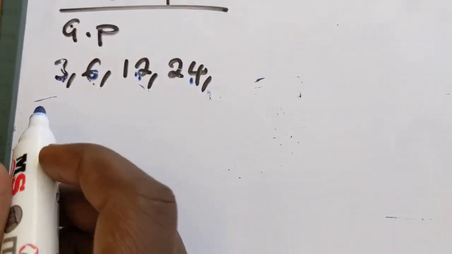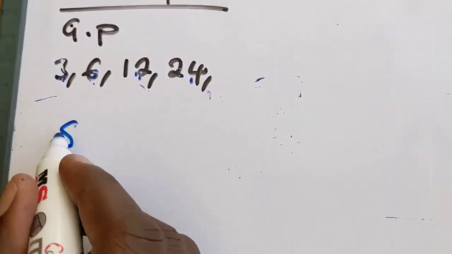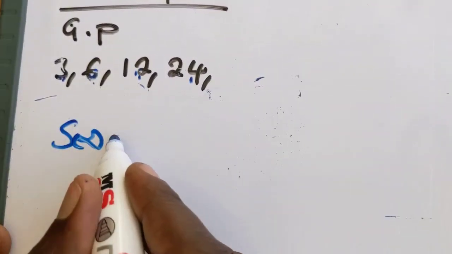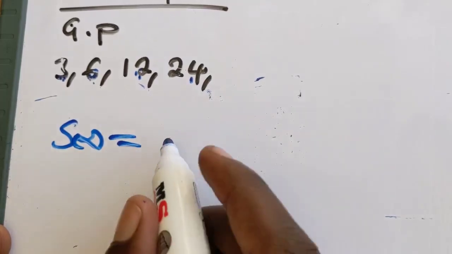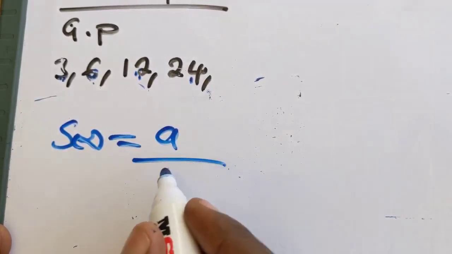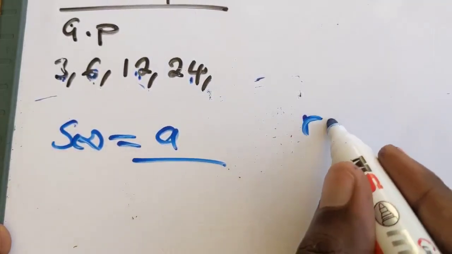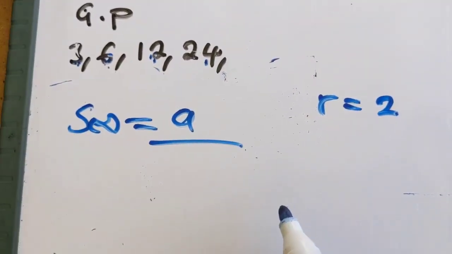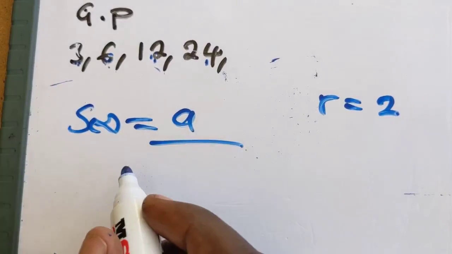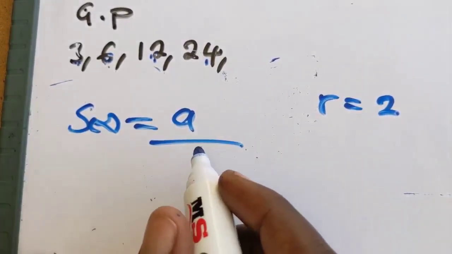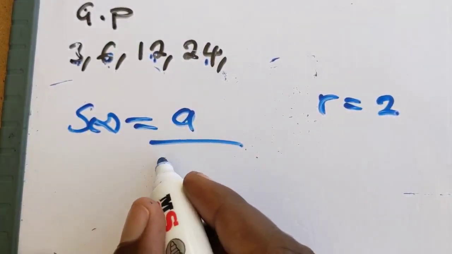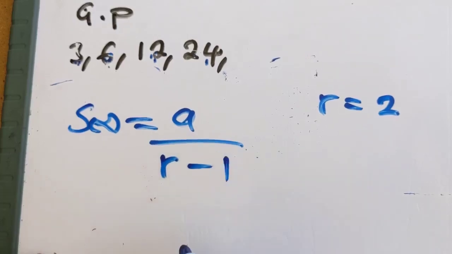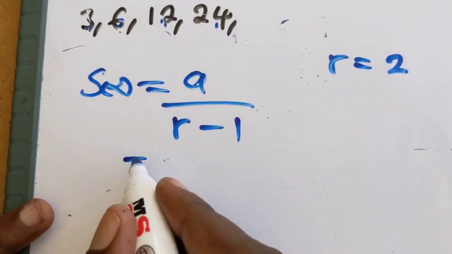So if you are asked to find the sum to infinity, the sum to infinity is equal to a over, since the common ratio is greater than 1 and it is 2, you use r minus 1, so that it shouldn't give you a negative.